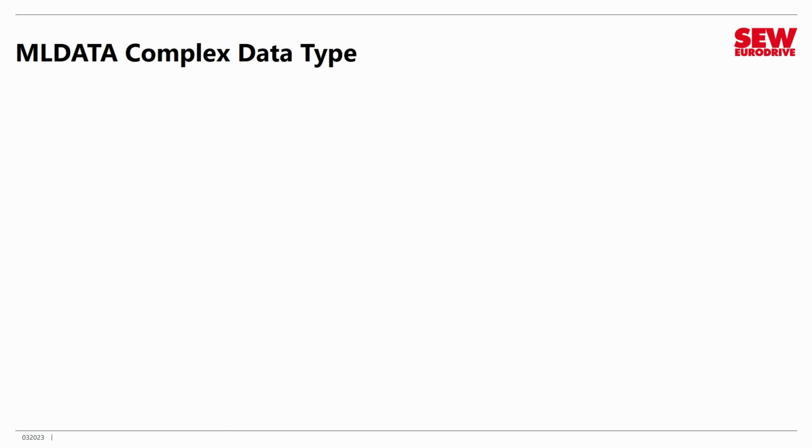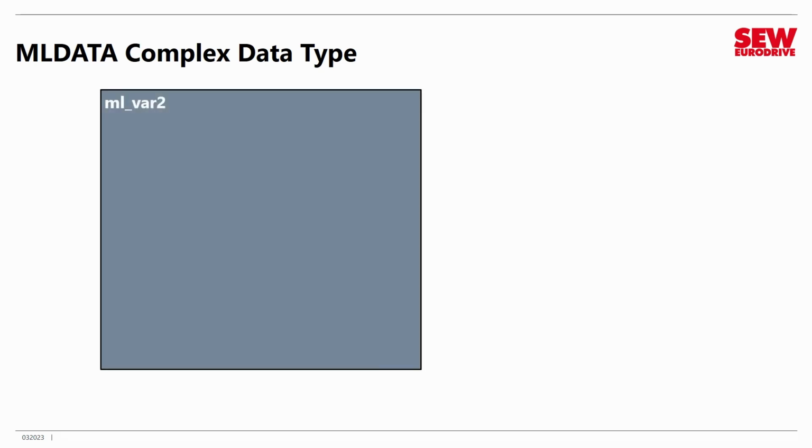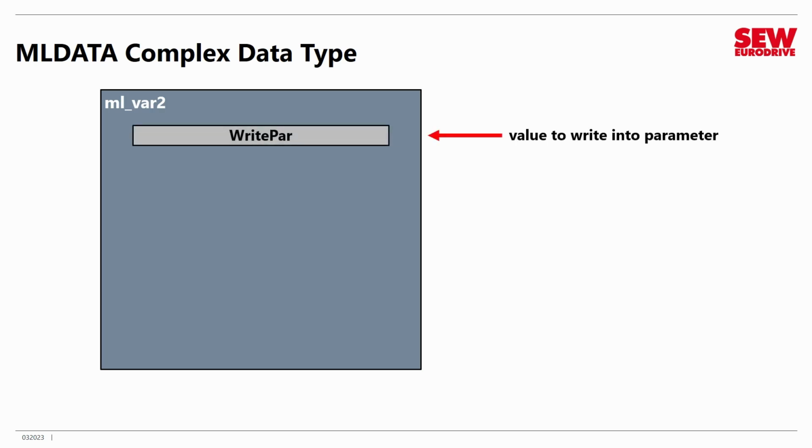The second record variable is of the complex data type MLData. This is the record where the data comes in or out. So here we've created a record variable called MLVAR2. It contains eight individual variables, and here they are. The first is called writePAR. That is the value that you put into the parameter if you're writing one.